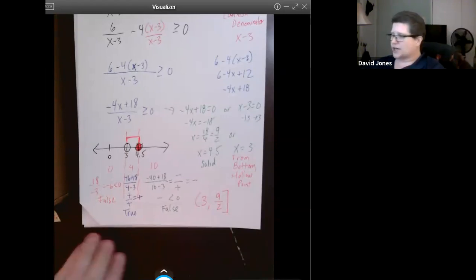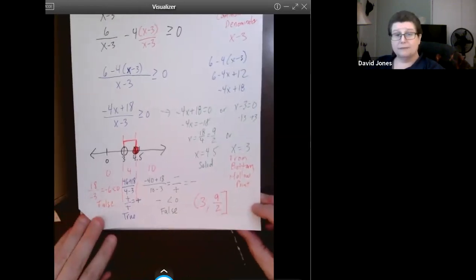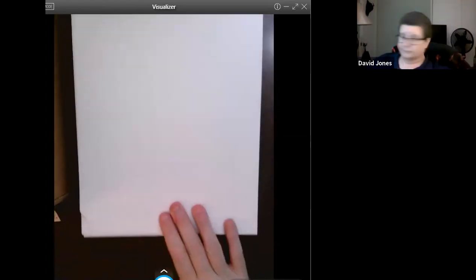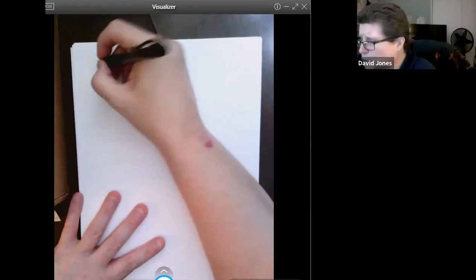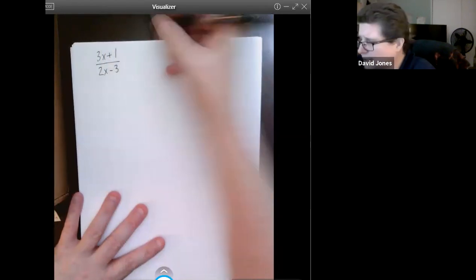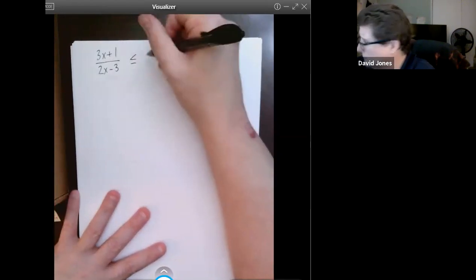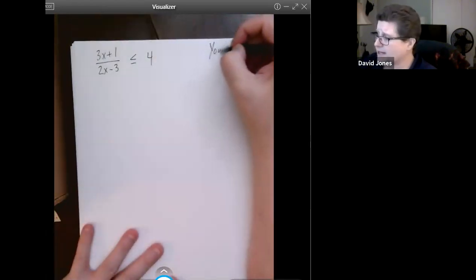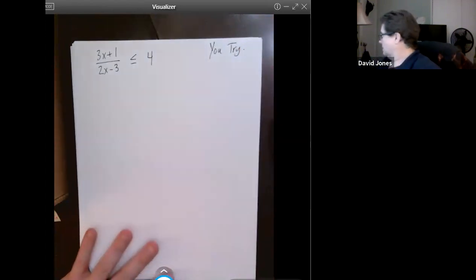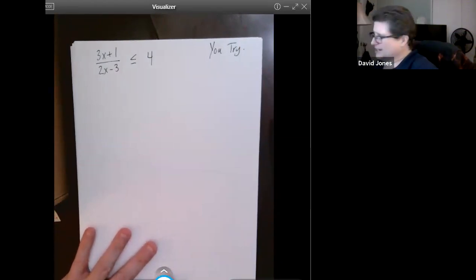Let me give you guys one to try, and then we'll solve it together. And then we'll be done with this section. (3x plus 1) over 2x minus 3, and we're going to say this is less than or equal to 4. And you try. Pause the video and try to work this out. Take a drink of coffee, gives you a pause break.